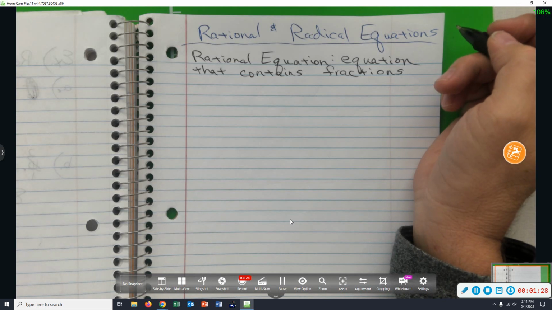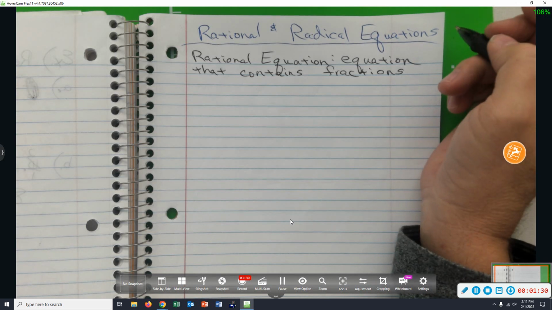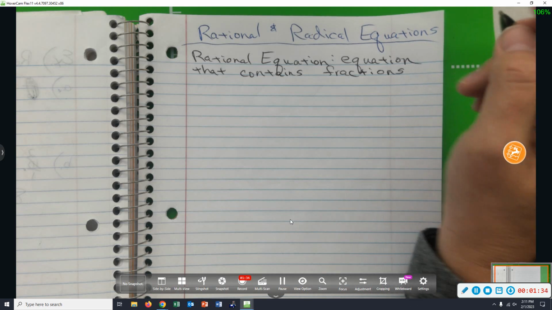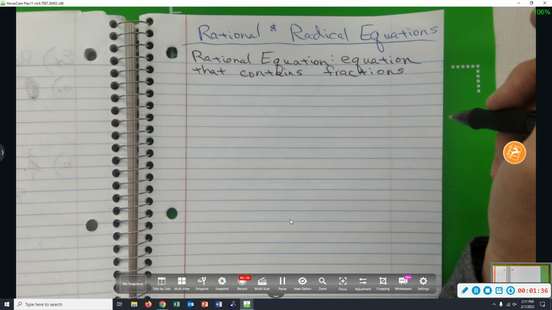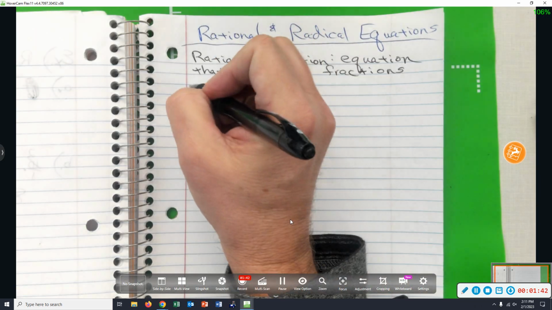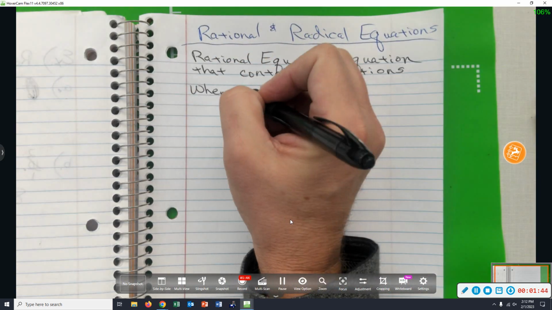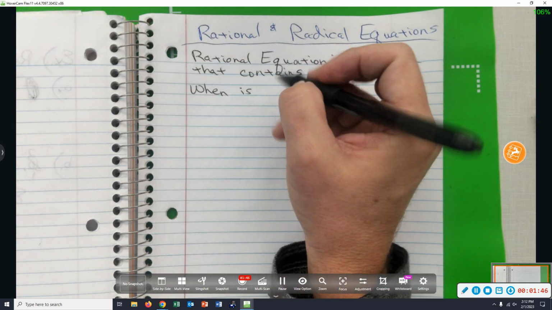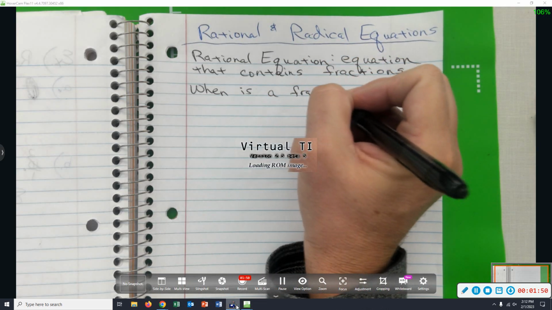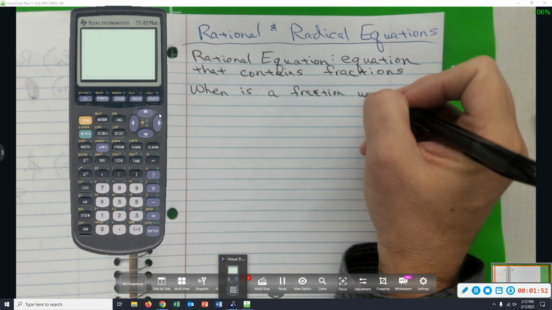Now, there is a wrinkle in this idea of multiplying through and eliminating the fractions. You start off with an equation that contains a fraction. You end up solving an equation that doesn't have a fraction. So, with that in mind, when is a fraction undefined? Fractions aren't always defined.